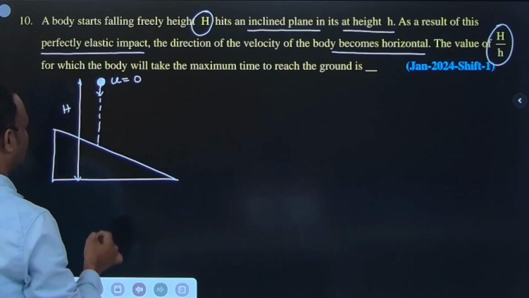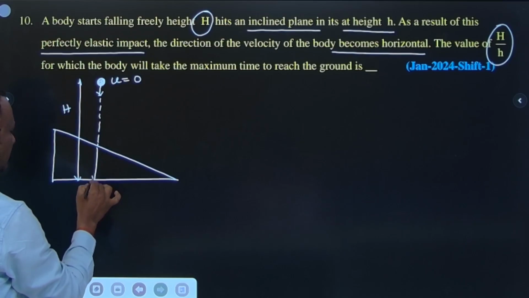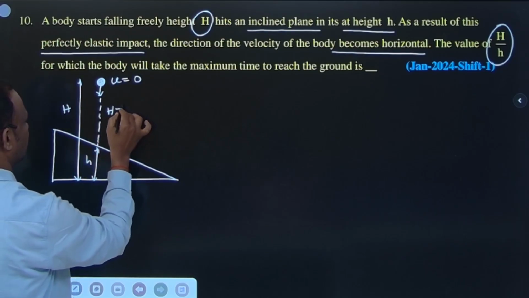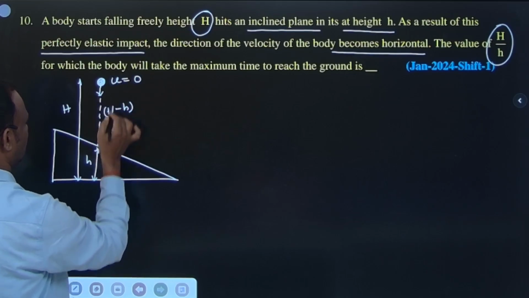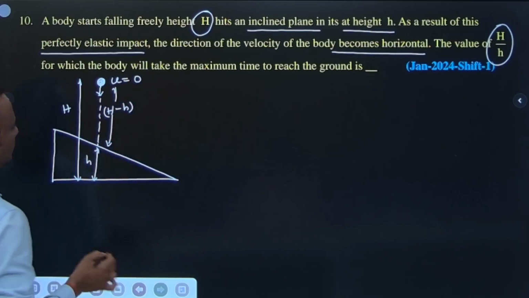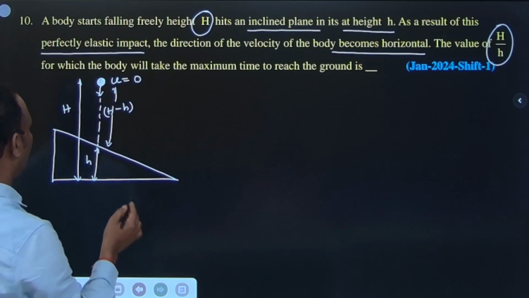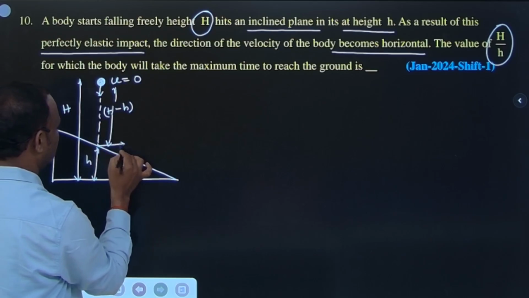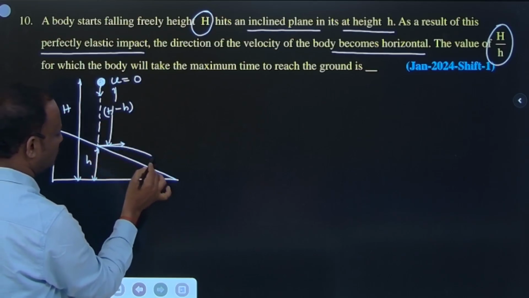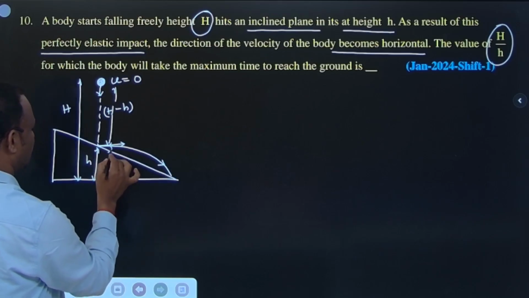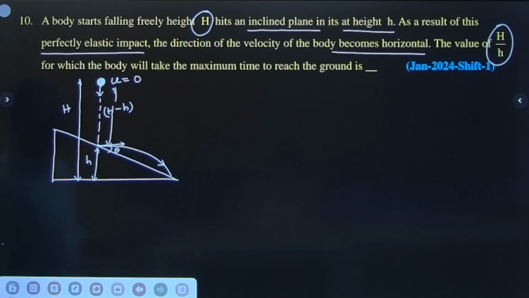Now this height is given as small h, so this will be H minus h. Here is the H minus h. Now what is the question asking? After this, the ball becomes horizontal. Horizontal means it goes into the projectile case, a projectile which makes an angle theta with this. So what is the total time of flight?